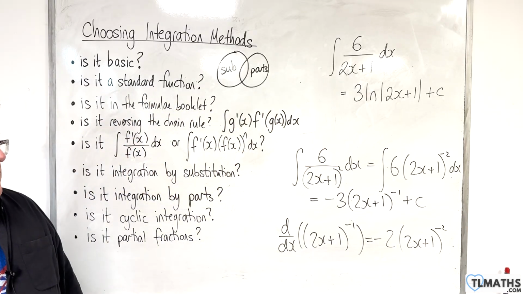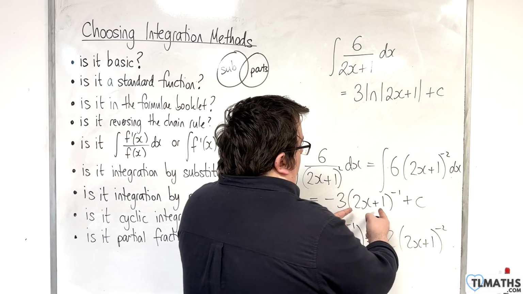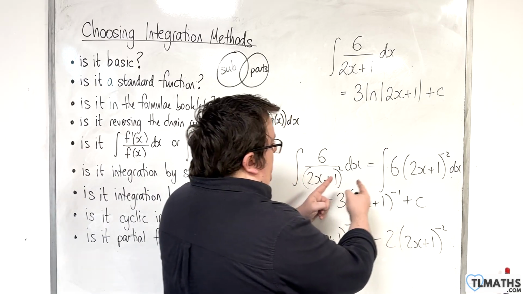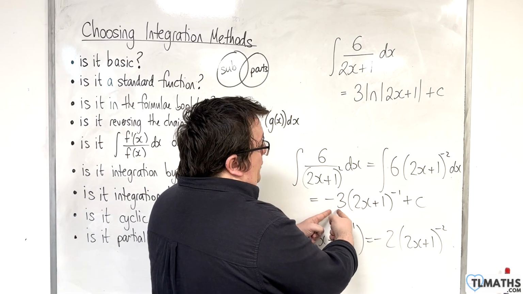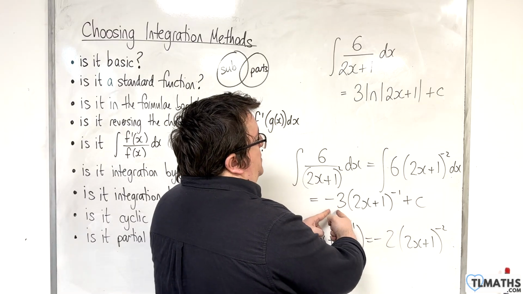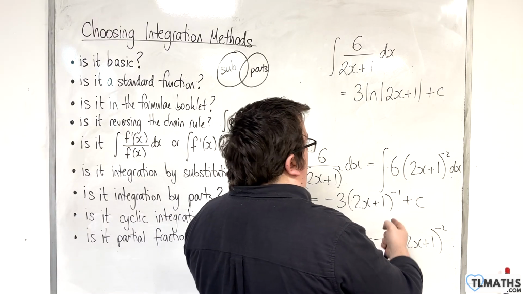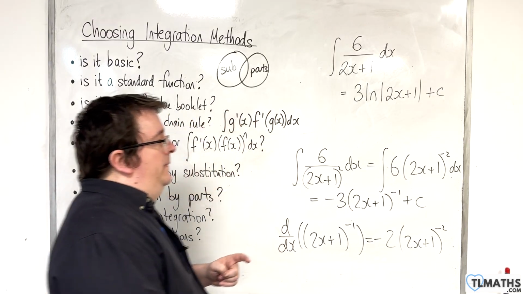Now you can double check that. Differentiate this back. The derivative of the inside is 2. So we'll have minus 6. The power comes down to the front, so we're going to have 6. Take 1 from the power, and we're back to that.